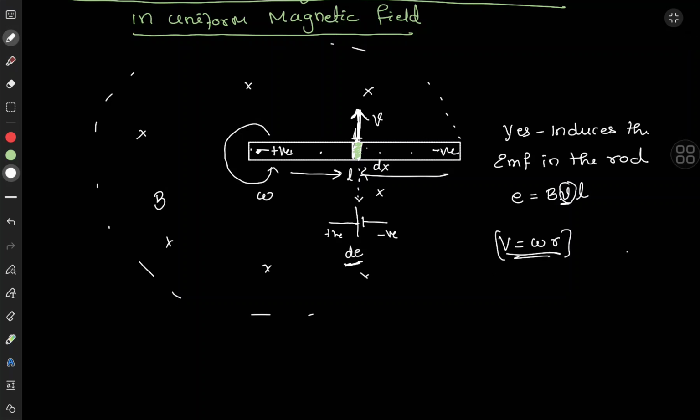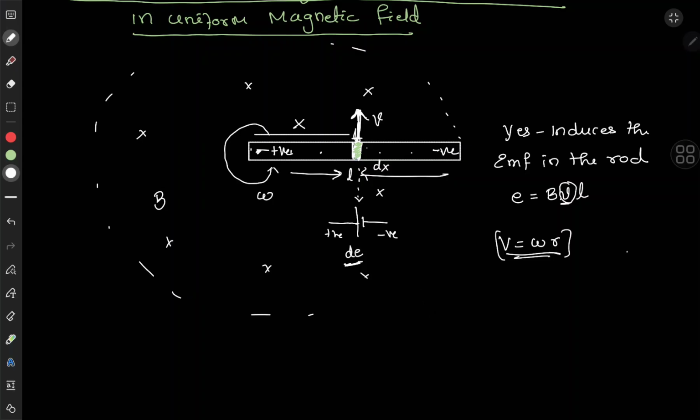How do you calculate the total EMF induced? First we will write, for the dx element, what is going to be the EMF induced. Before going to that dx element, let us take the distance from the center where we pivoted to the point where we are finding the EMF, which is x.